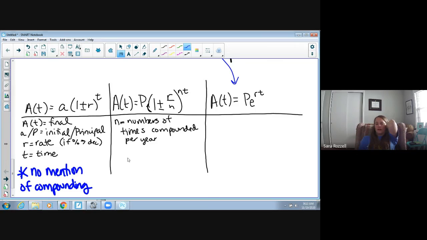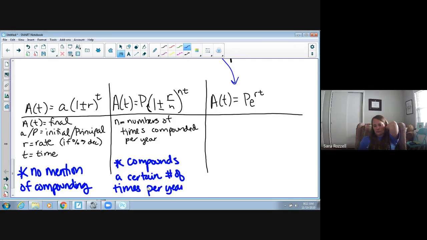We use the second one if they tell us that it compounds a certain number of times per year. We can extend this to where it's per month or per decade or whatever, but all the ones that we're going to do are going to be per year. And the last equation is compound continuously. So if you see the words compounded continuously, we're going to use this last one.